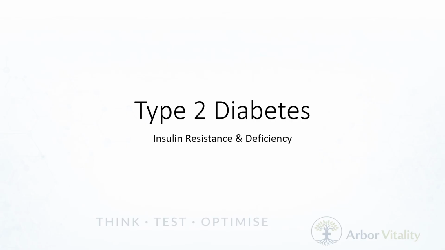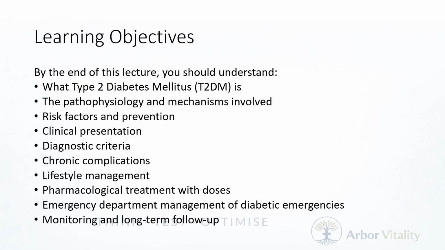Today we're going to talk about type 2 diabetes, insulin resistance and deficiency in insulin. So at the end of this, you should be able to know what it is, the mechanisms involved, risk factors for it and prevention of it, how patients like this typically present, usual diagnostic criteria, complications and management in different settings.